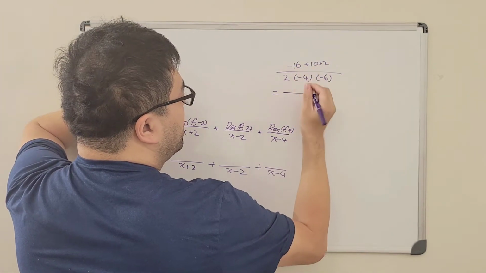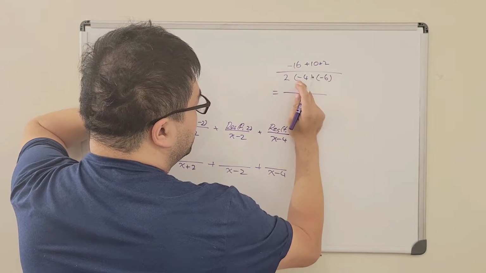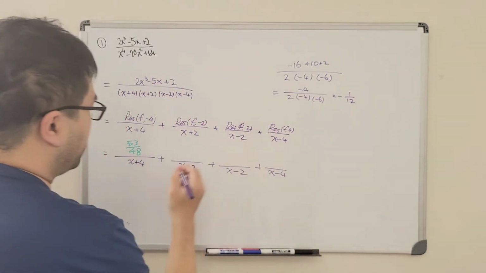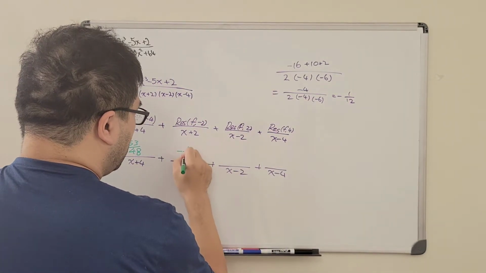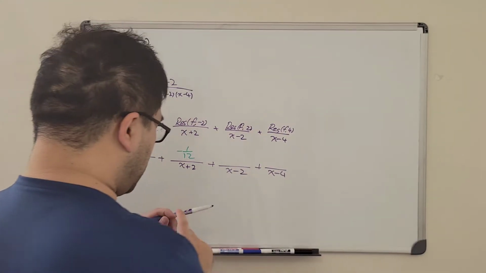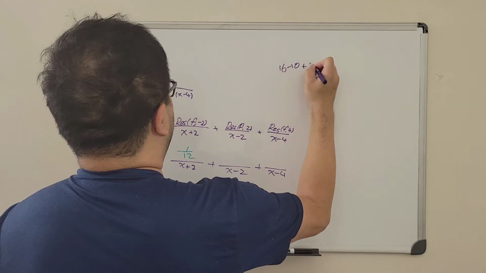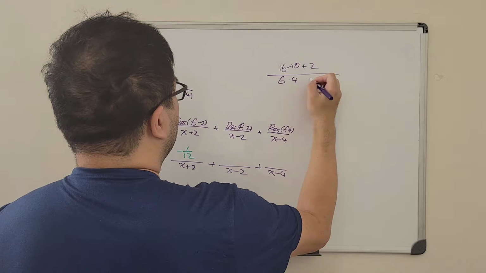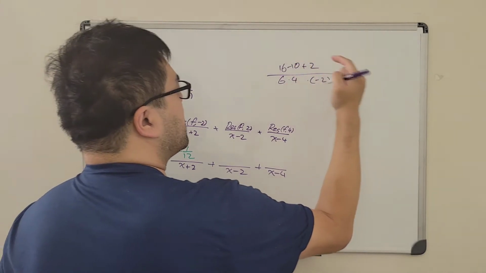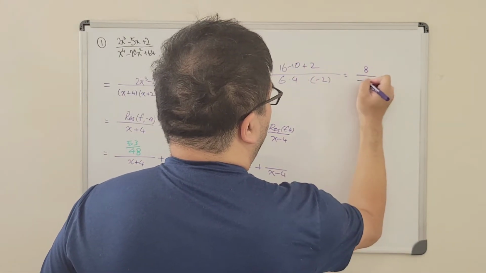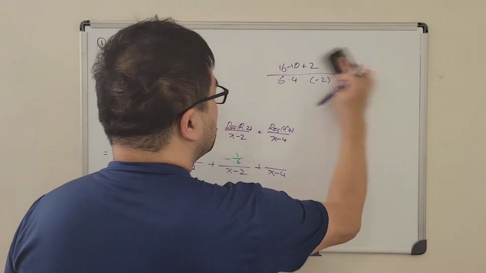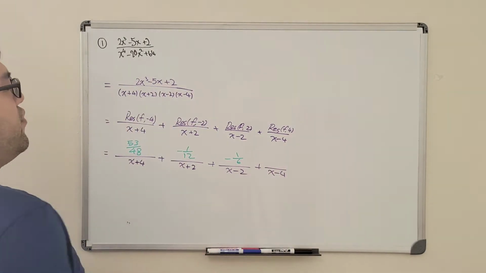Then by simplifying, on top we have -4, on bottom we have this. So during the cancellation we have -1 over 12. Good. Then for the third one, we now get 16 minus 10 plus 2 all over 6 times 4 times -2, which is going to give us 16 plus 2 is 18 minus 10 is 8 over -48, which gives us -1 over 6.